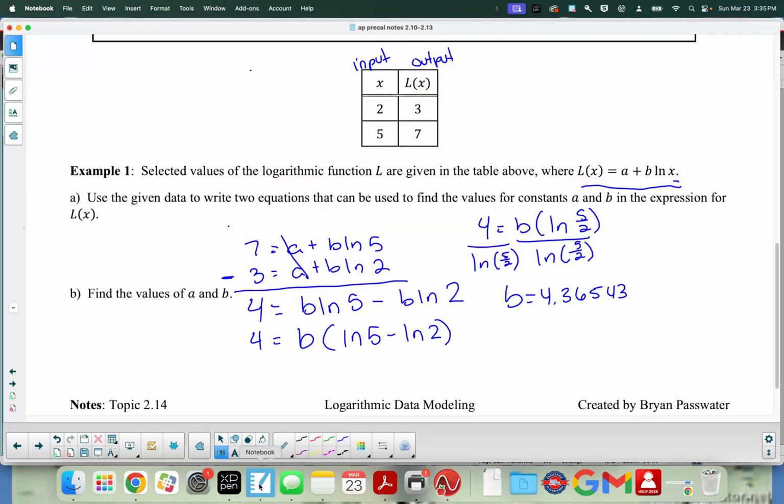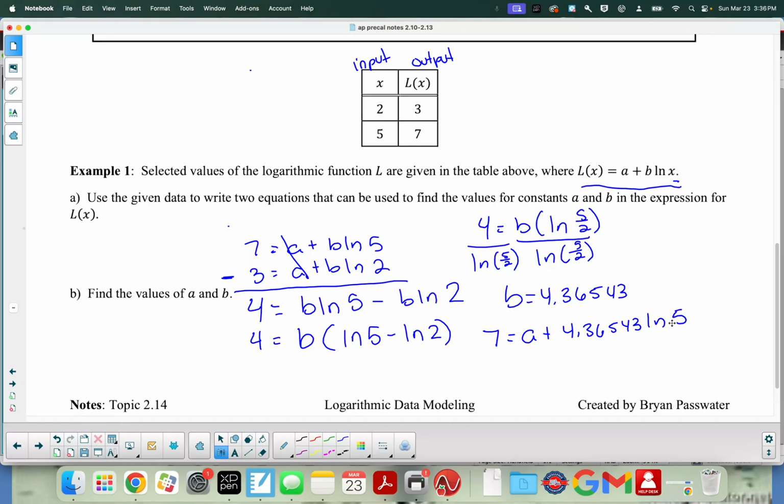Okay. So now I can plug B in to either one of my original equations to go back and solve for A. The choice is yours. I'm going to use the top one. So just 7 equals A plus 4.36543 times the natural log of 5.